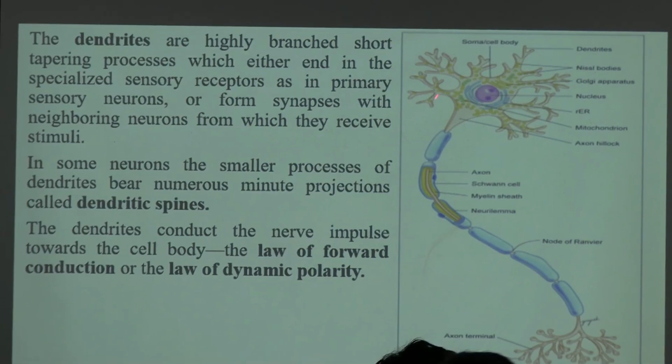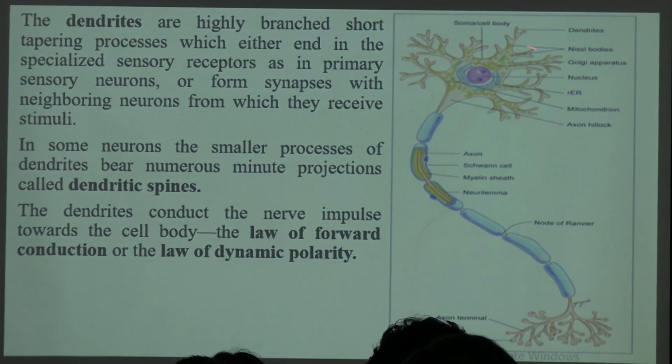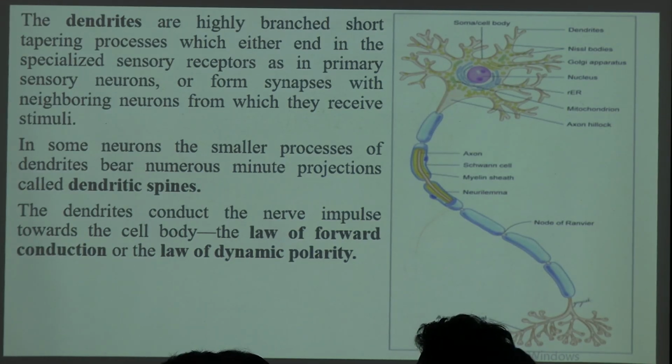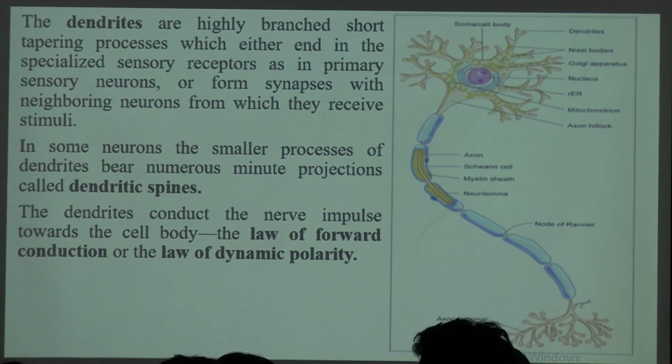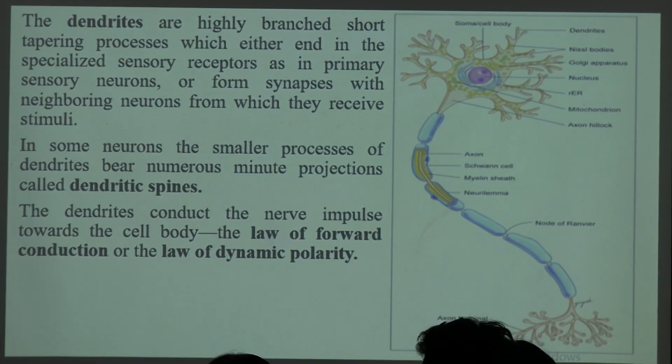Next is the dendrites. Can you see the dendrites? Look at this, these are the dendrites. These are highly branched, short tapering processes. Now these dendrites either end as a sensory receptor in a primary sensory neuron, or form synapses with neighboring neurons to receive the stimulus. This is the termination of dendrites.